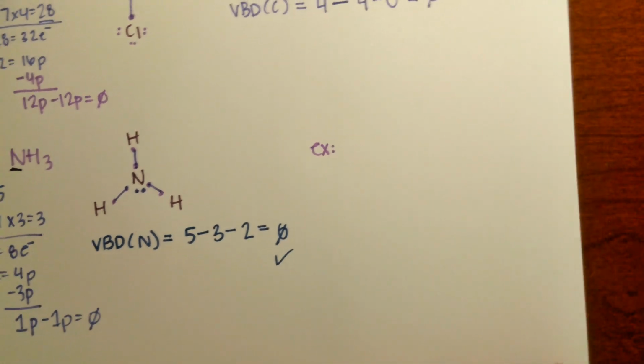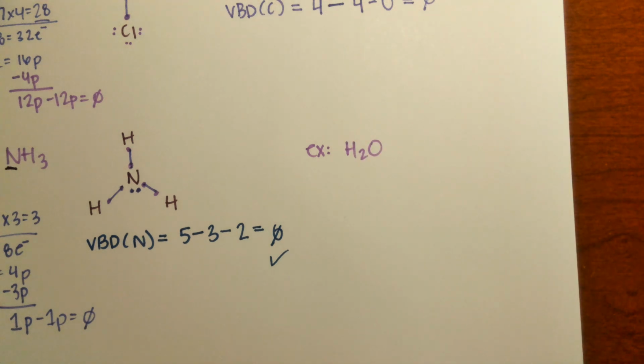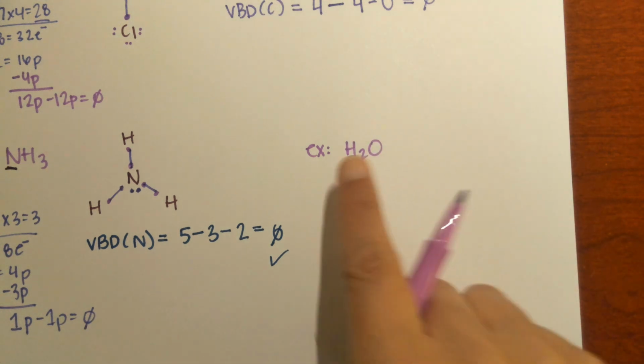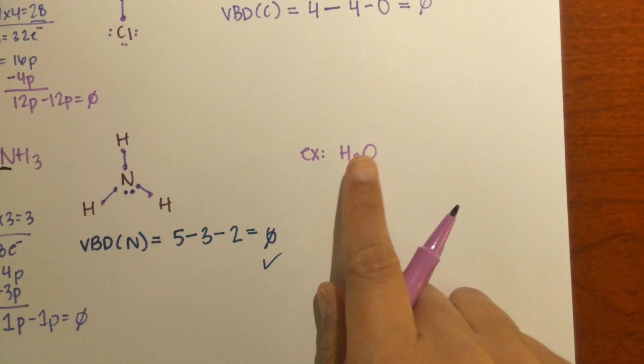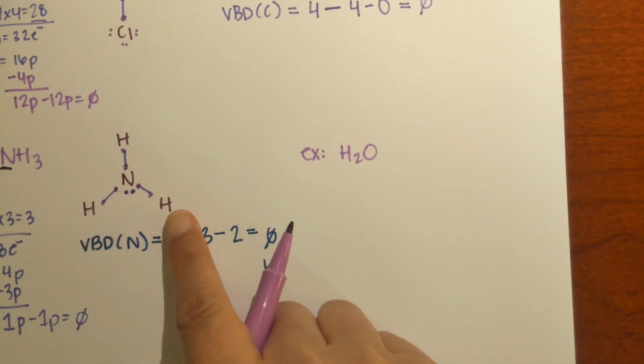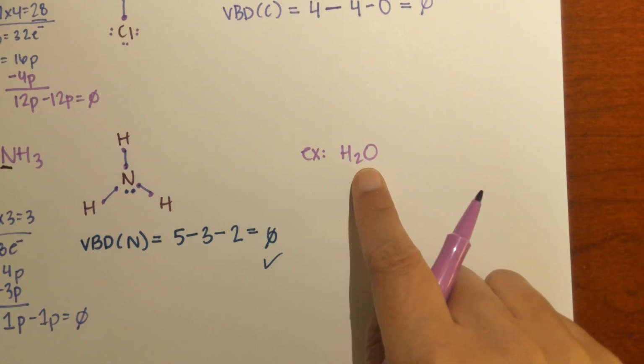Give you another example. All right, H2O. So hydrogen is listed first. However, again, hydrogen can only have 1 electron, so another special thing about hydrogen is that it has to be on the outside no matter what.